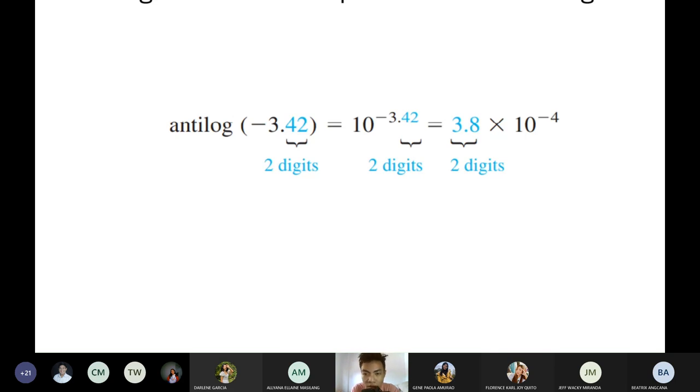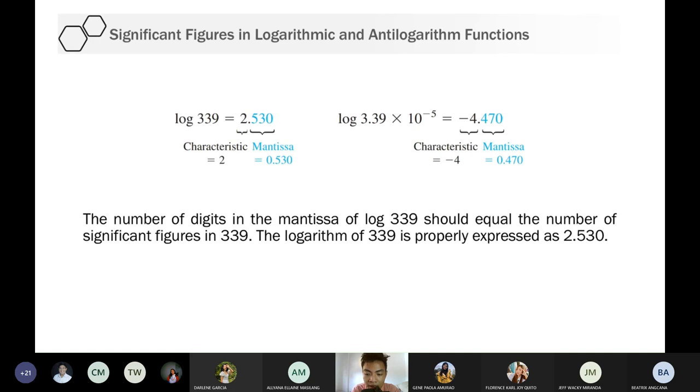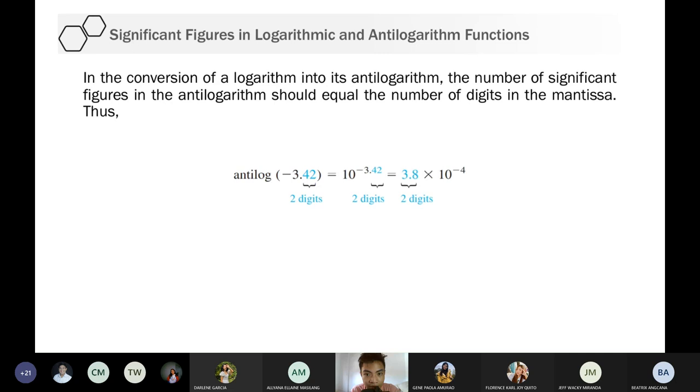How many significant figures are there in your mantissa? That's in contrast with logarithm. For logarithm, you write the mantissa in the correct sig figs. You will base your final answer in a logarithmic function on your original number. For example, if your original number has three sig figs, then your mantissa should be written in three sig figs. However, for anti-log, we are doing the reverse. The mantissa will be our reference in counting significant figures. So baliktad, a reverse process lang. Since our mantissa here contains two significant figures, then my final answer must be written in two sig figs.